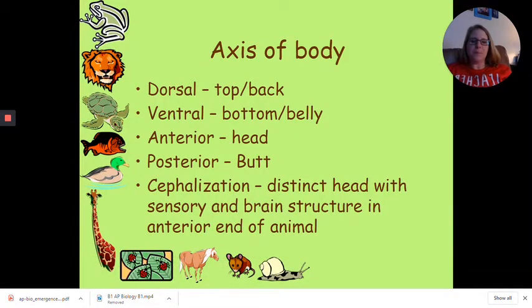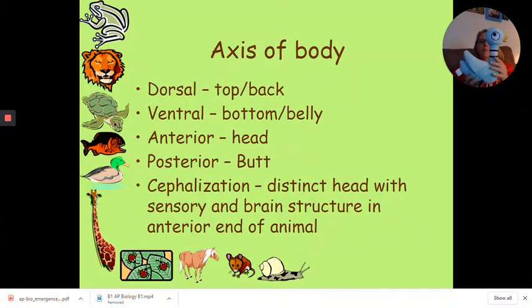In zoology, we talk about a four-legged animal more often, and here's my little duck. If you say dorsal, you're talking about the top or back. If you say ventral, you're talking about the belly. If you say anterior, you're saying head side. And if you say posterior, you're saying butt side. So dorsal, ventral, anterior, posterior.